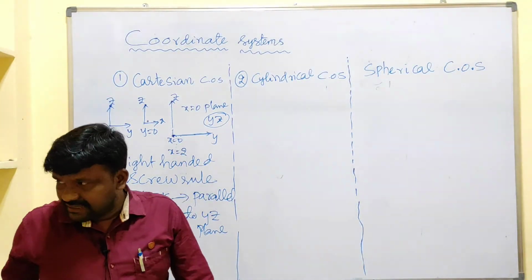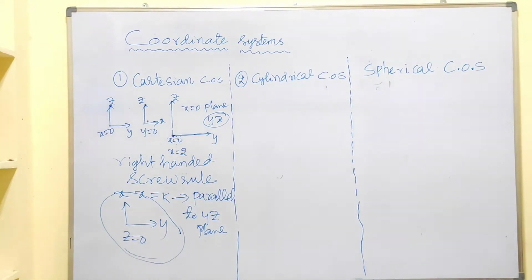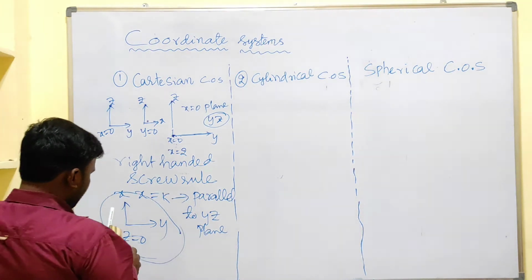Now tell me, what are the elements in the Cartesian coordinate system? Elements are nothing but x, y, z. And also tell me the unit vectors. What are the unit vectors in the Cartesian coordinate system? Along the x direction we have Ax, along the y direction we have Ay, along the z direction we have Az.